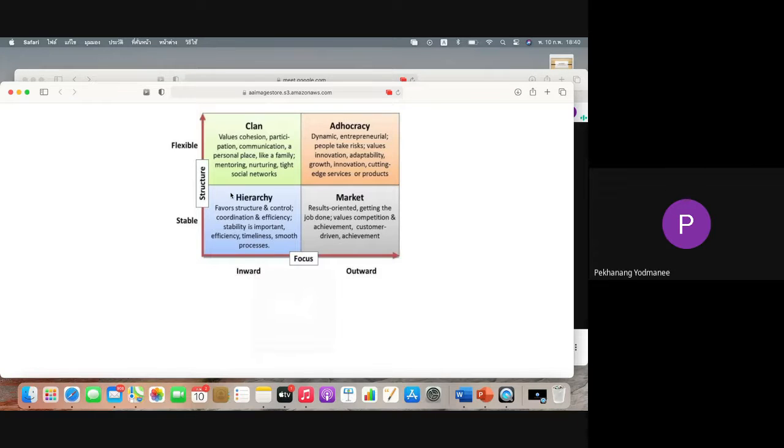Okay, guys, so we're going to continue with the types of organizational structure. For the first one, clan. Clan structure. A clan structure has an internal focus and values flexibility rather than stability and control.